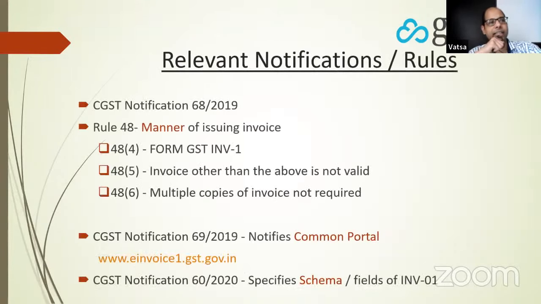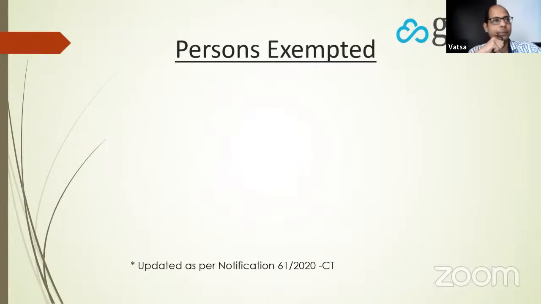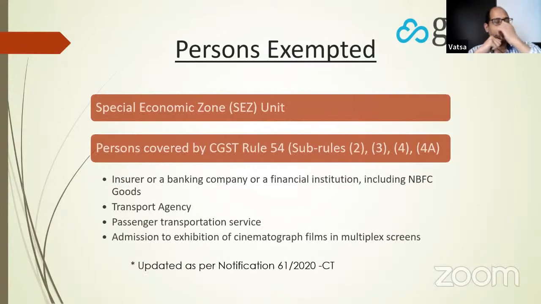Then the other notification, 60/2020, specifies the fields. These are the fields, the information that needs to go into the e-invoice. So e-invoice applies to every taxpayer with turnover above 20 crores. There are a few exceptions.